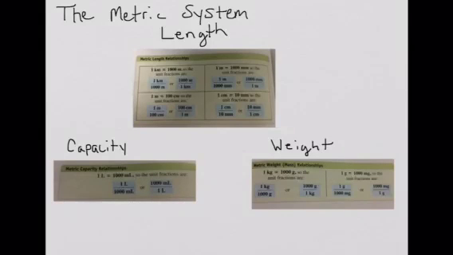Alright class, in this video we're going to start looking at the metric system. Now, we just got done looking at the US measurement system, so let's look at the metric system, which is our other system of measurement. There are three different types of measurements in the metric system. The first one deals with length, the second one is capacity, and the third one is weight.